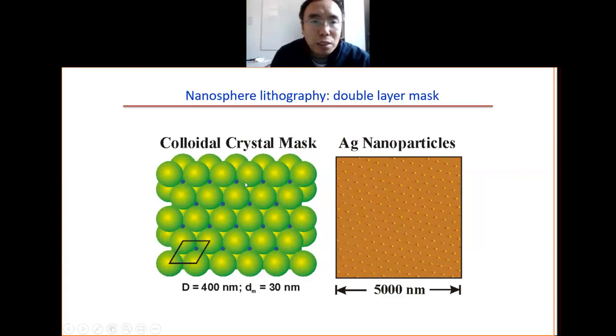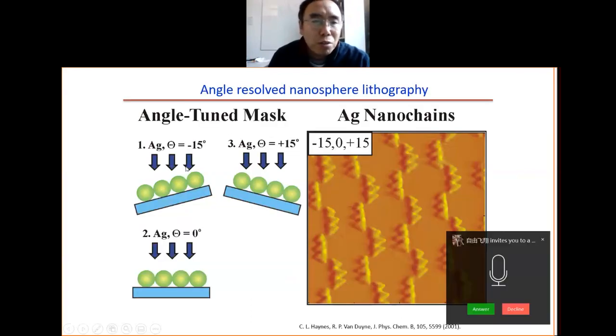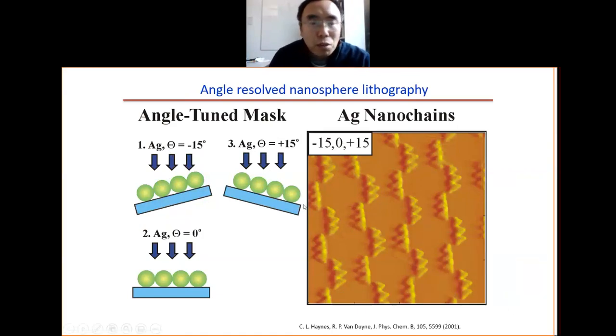You can also use double layers. So we have double layers. You get this hexagonal array of nano patterns. The gap is defined by this double layer. You can also do angle evaporation. You tilt the wafer for one deposition, then you tilt the wafer again to do a second deposition. Then you put the wafer flat and do another deposition. You get these three layers. You get this kind of pattern.